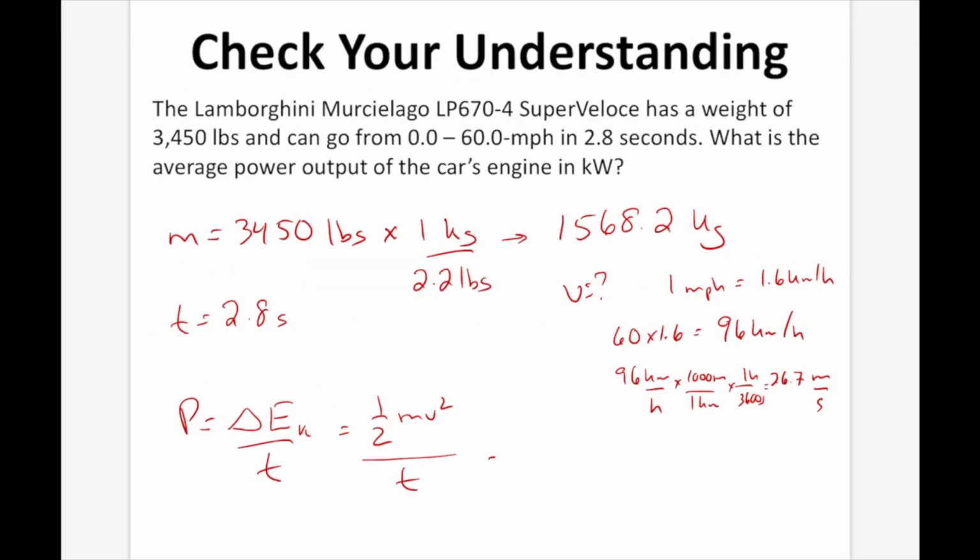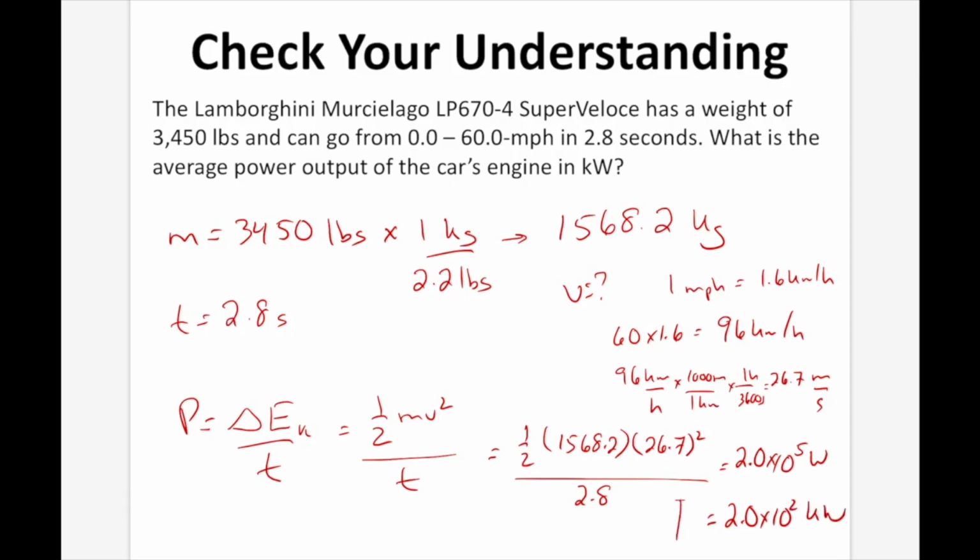So now we can answer our question. So the power is going to be the change in EK, which is going to equal to 1/2 the mass, which is 1568.2, times 26.7 squared divided by 2.8 seconds, which is equal to 2.0 times 10 to the 5 watts. The question asks for it in kilowatts, so it's 2.0 times 10 to the 2 kilowatts. So that's the power output of this vehicle, 2.0 times 10 to the 2 kilowatts.